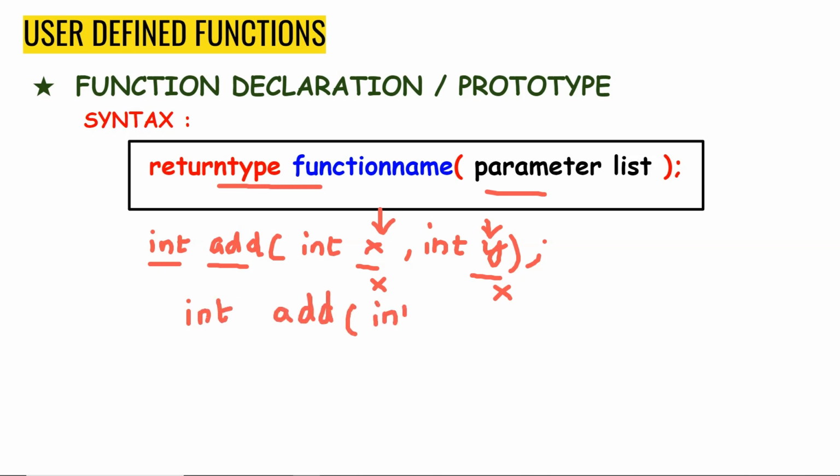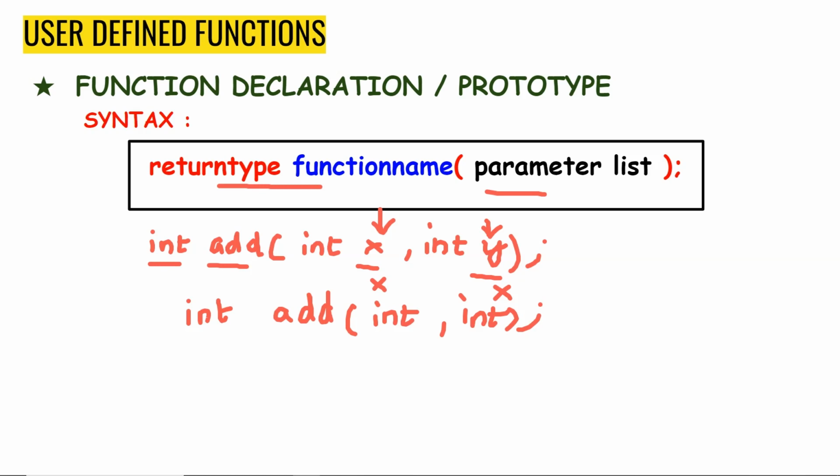So we otherwise call this a function prototype. We say that we are going to write a subfunction. The name of the function is add, where we are going to pass two parameters which are of integer type, and the return value from this function is going to be an integer. So we are declaring this information.